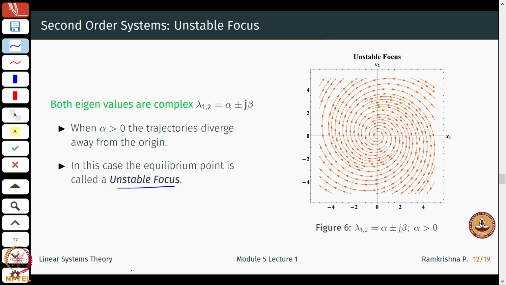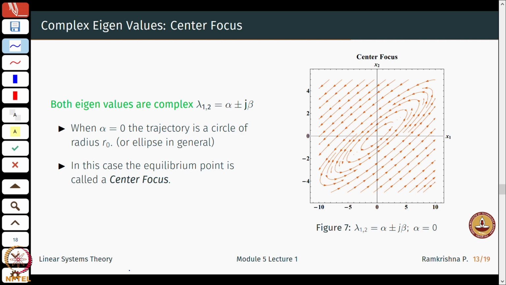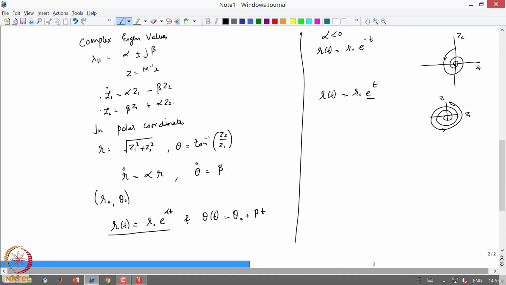Okay. Interesting thing happens when alpha equal to 0. When alpha is 0, r of t is r 0 e power alpha t, which is just r 0. It will just be the radius where it actually started from, for all times t greater than 0. So, essentially I am looking at a circle of constant radius r for all times t greater than 0.